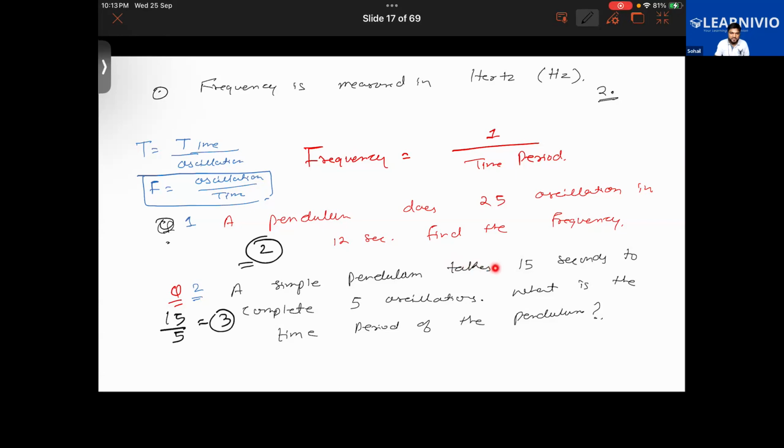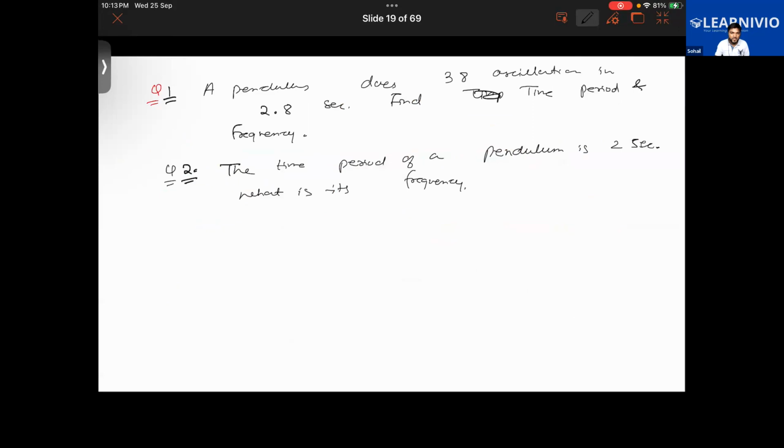The pendulum is taking 15 seconds here, and it does 5 oscillations in that period of time. So 15 upon 5 will be simply 3. Not 3.33, not like that. Simply the whole number 3. I rounded off to 4, but then I had to round it to 3. Why do you need to do so much calculation? It's simple enough. 15 upon 5, that is 3. Now you can solve this question. The pendulum is doing 38 oscillations in 2.8 seconds. Find the time period and frequency.